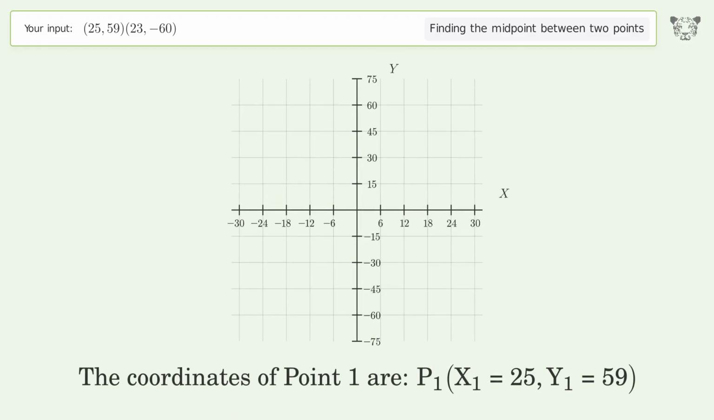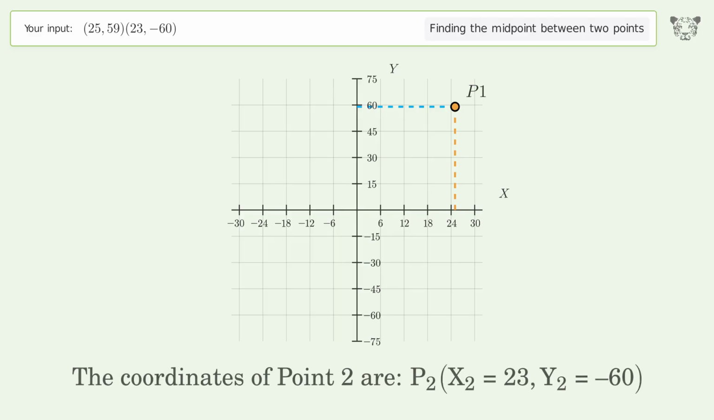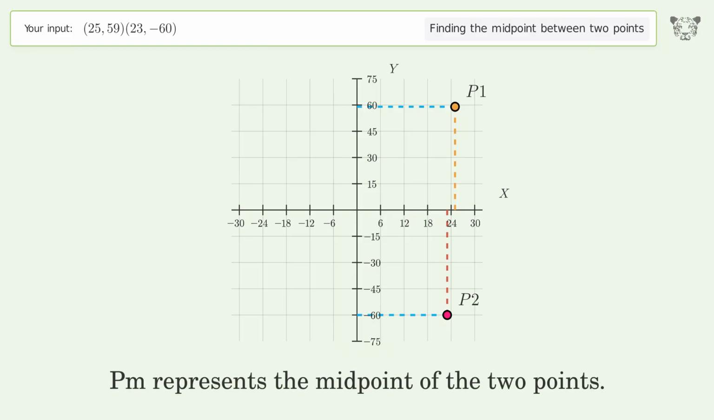The coordinates of point 1 are, x1 equals 25, y1 equals 59. The coordinates of point 2 are, x2 equals 23, y2 equals negative 60. PM represents the midpoint of the 2 points.